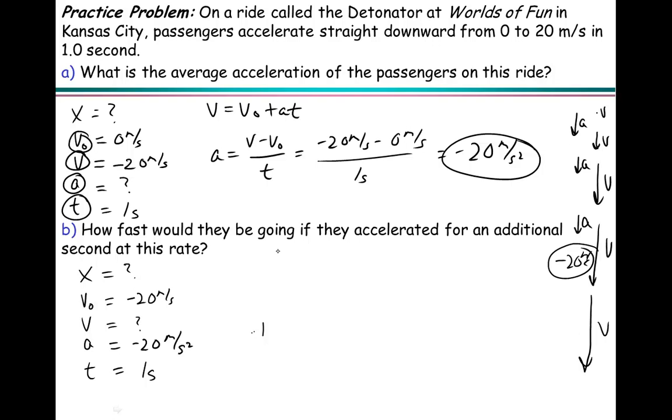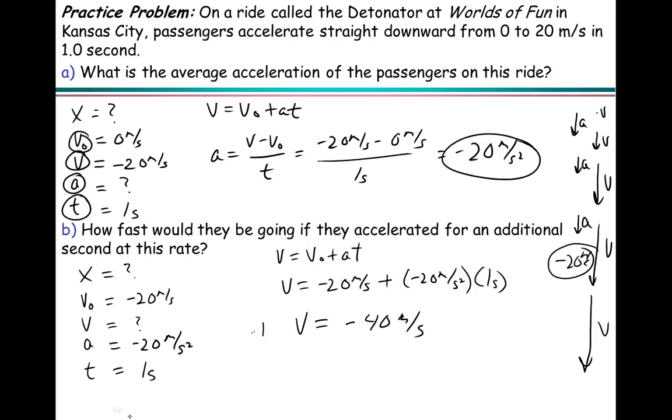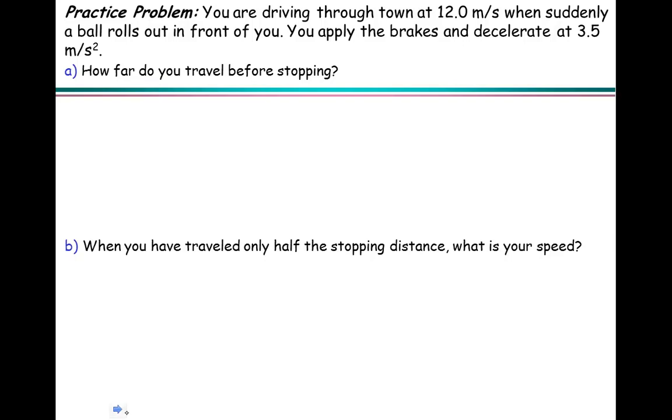Well, some of you can probably do that in your head, but let's show how we can still use our strategy, again with this exact same equation, to solve for that problem. So we know that our initial velocity is negative 20 meters per second now. Our acceleration is negative 20 meters per second squared times a time of 1 second. So this gives me a final velocity of negative 40 meters per second. Okay, so this problem we will do in class.